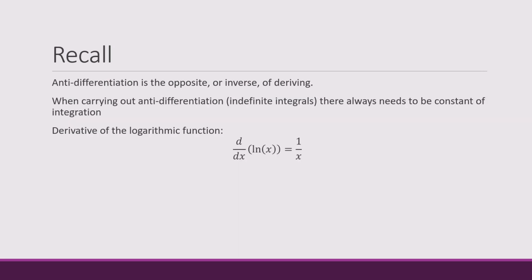All right, so big things to remember. Once again, anti-differentiation is the opposite or inverse of deriving. Don't forget our constant of integration when we integrate functions. And also, don't forget the derivative of our natural log function. As we've already covered, the derivative of natural log is 1 over x. That will become important when we start doing the anti-differentiating, the inverse of that.